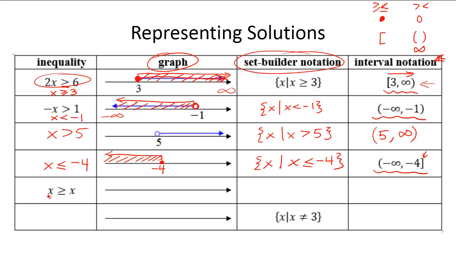The next inequality here tells us x is greater than or equal to x. Well, isn't this always true? Sure it is. So it's always true, so you shade the whole thing. So you say x such that x is in the real numbers.